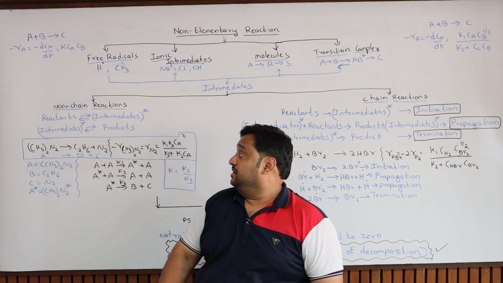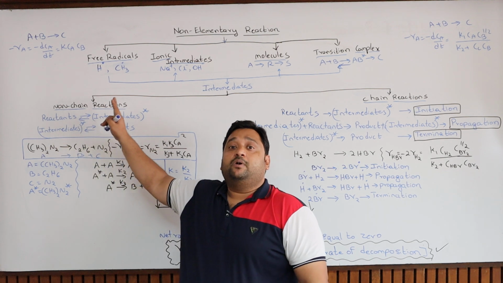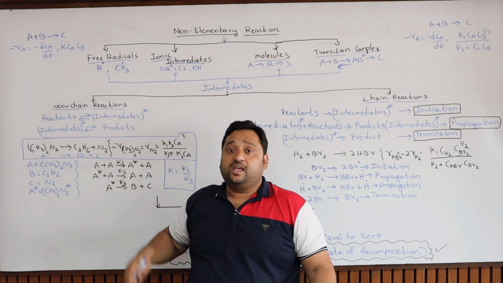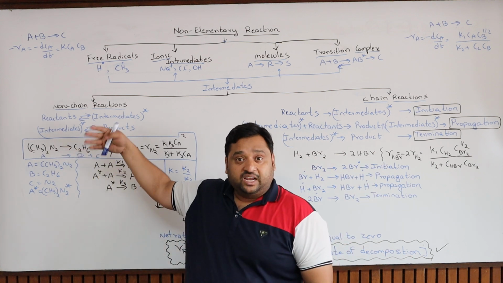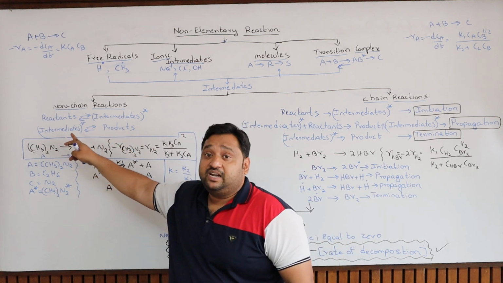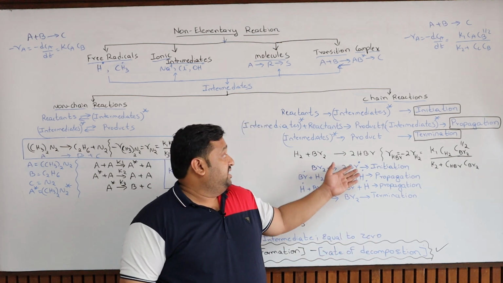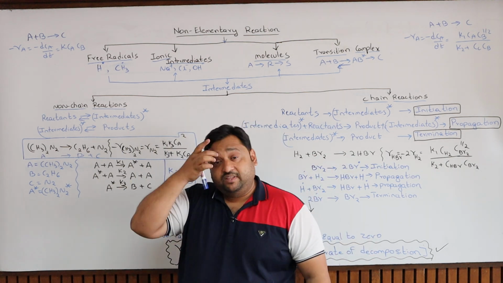Now you should understand what the initiation reaction, propagation reaction and termination reaction are in chain reactions. In non-chain reactions, reactants form intermediates, which directly become products. Here there is no propagation of the reaction. Here a simple intermediate becomes products. One example is hydrogen and bromine; here is an example of azomethane.